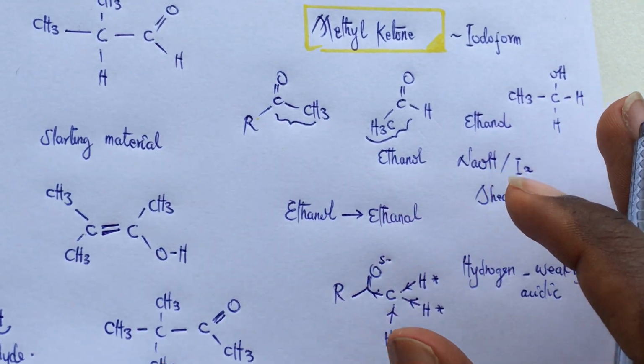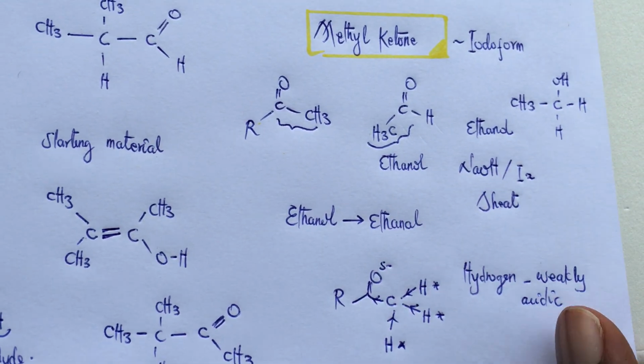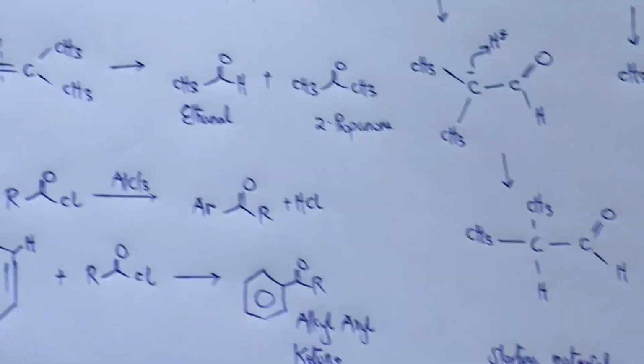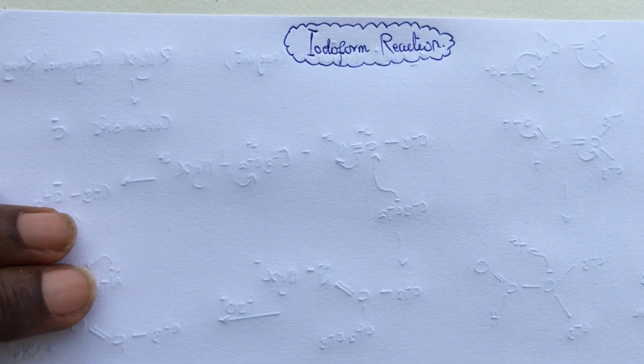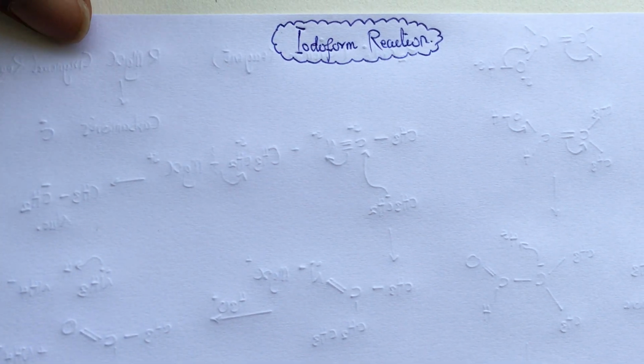So now let's start with our whole reaction. We are starting with the iodoform test. Let me flip it, and now let's start. With our iodoform test, we are supposed to have a compound that has your methyl ketone.